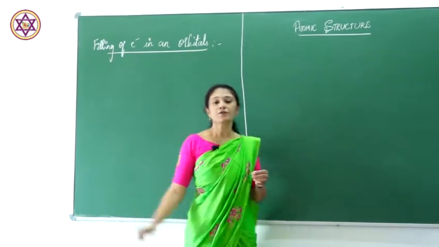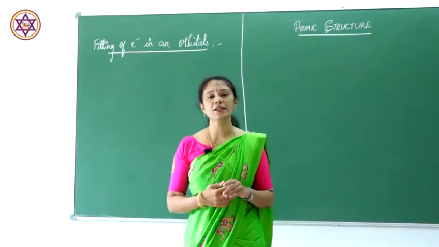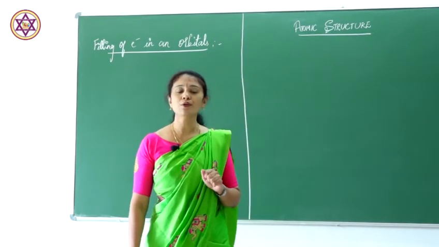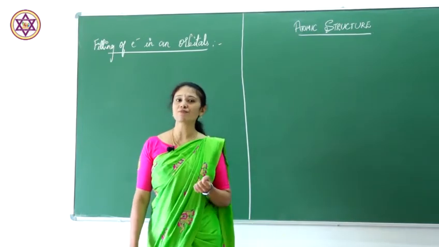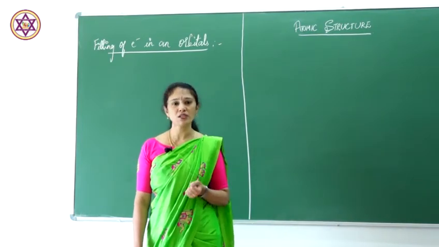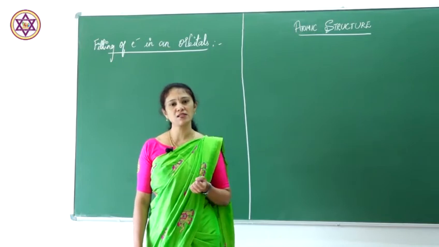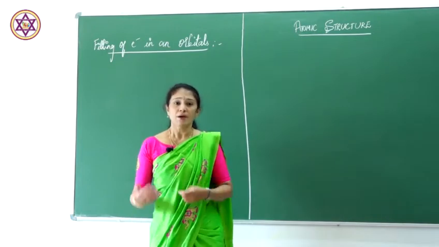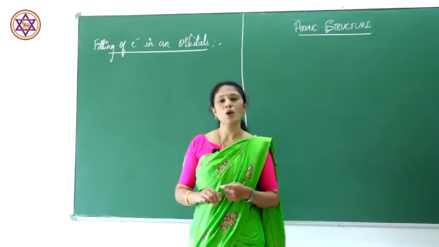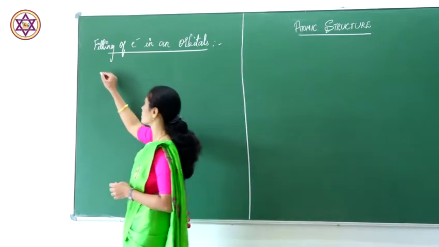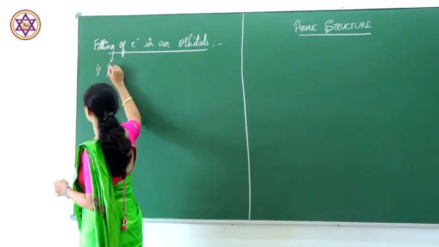Here the filling of electrons in an orbital takes place according to Aufbau principle, Hund's rule of maximum multiplicity, Pauli's exclusion principle, as well as the n plus l rule. Based on these, we are going to fill the electrons in an orbital. First one is Aufbau principle.